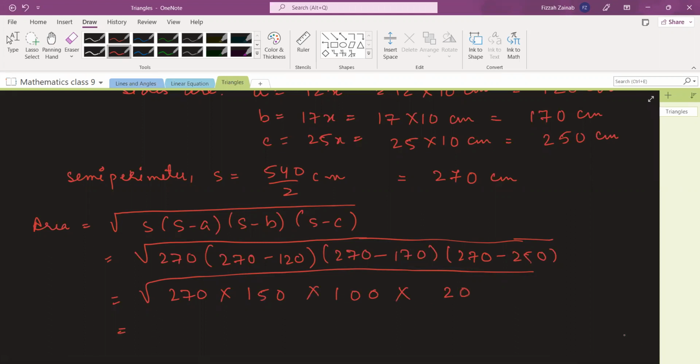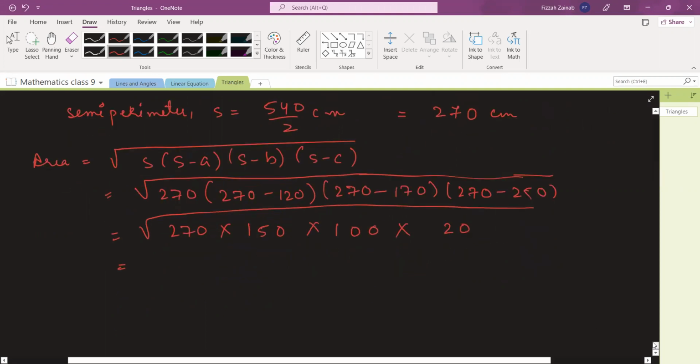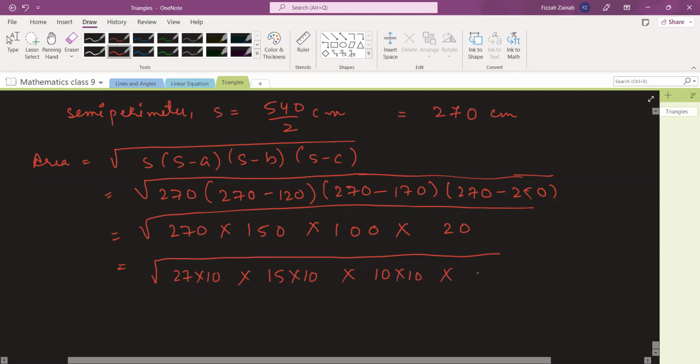First of all, you can simplify it like this. See, you can see everything is multiplied with a 10 here, right? Just to make the numbers small, can I just write everything like this? This I can write 27 into 10, right? This 150 I can write 15 into 10. Then 100 I can write 10 into 10. 20 I can write 2 into 10. Is that clear?